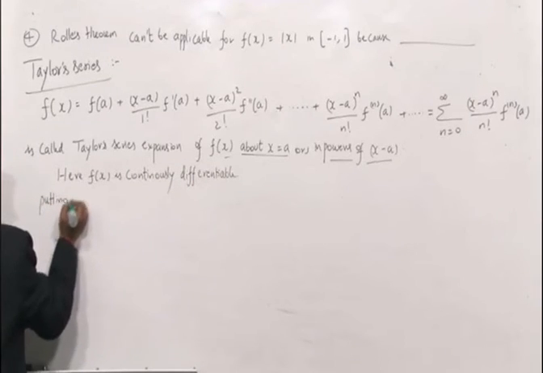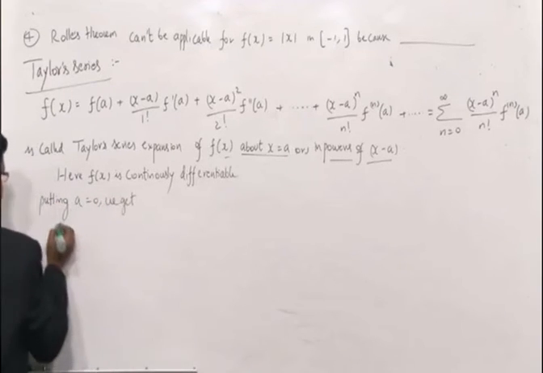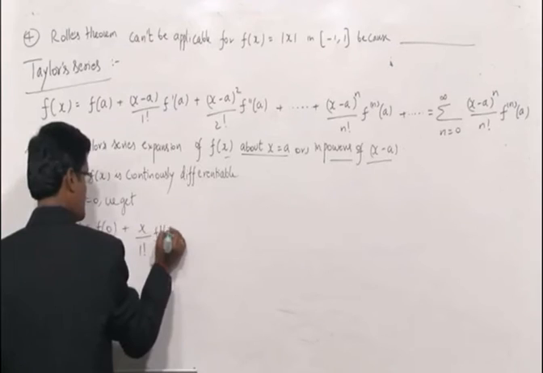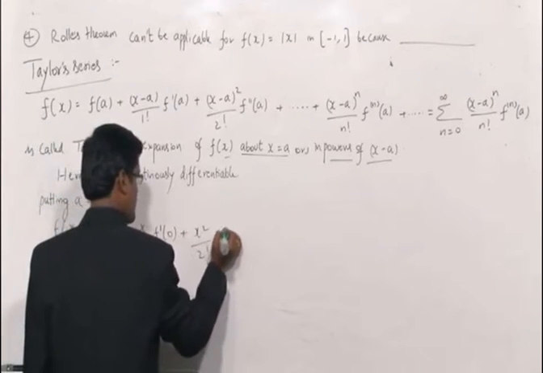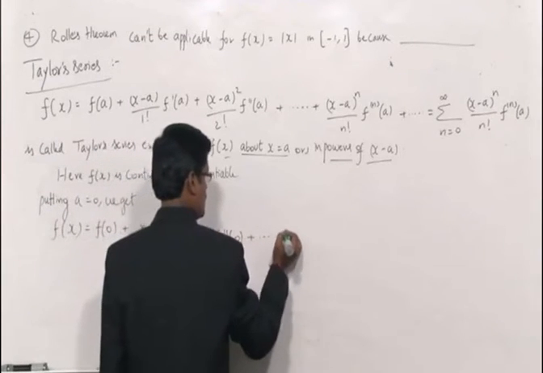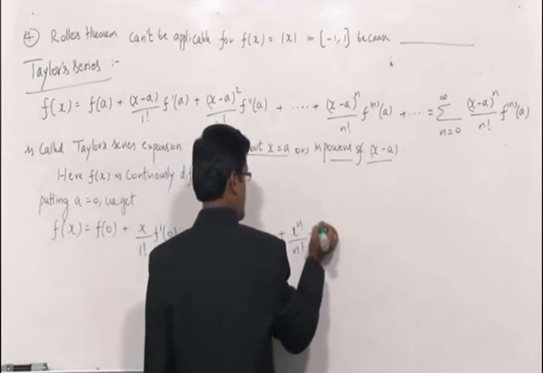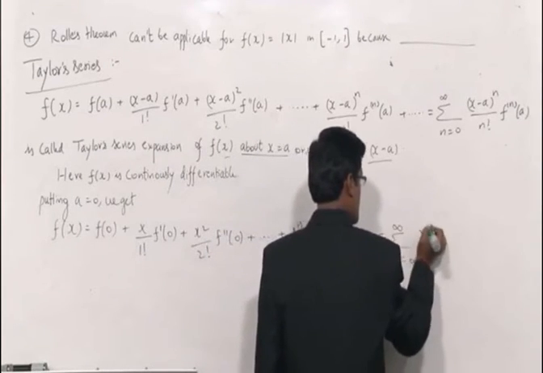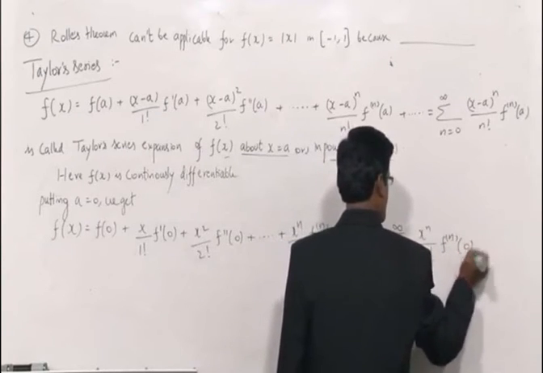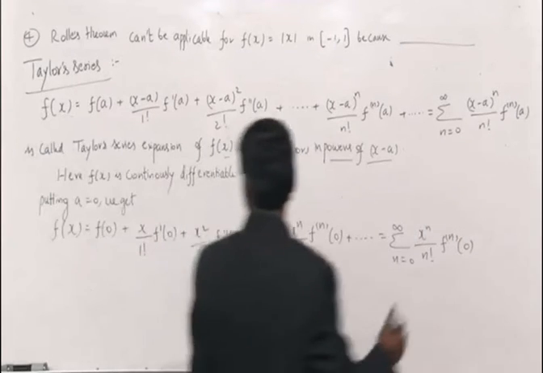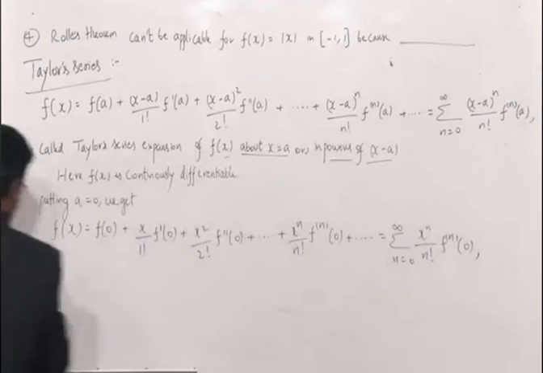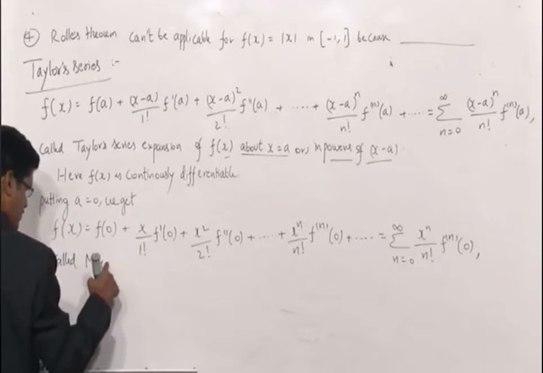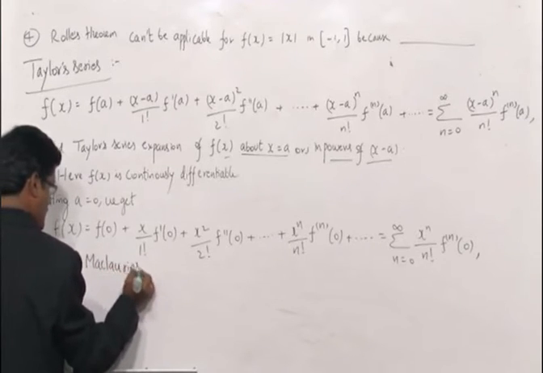Putting a is equal to 0, we get f(x) is equal to f(0) plus x by 1 factorial f'(0) plus x square by 2 factorial f''(0) plus so on, x power n by n factorial f^(n)(0) plus so on, is equal to summation n is equal to 0 to infinity x power n by n factorial f^(n)(0), is called Maclaurin series.